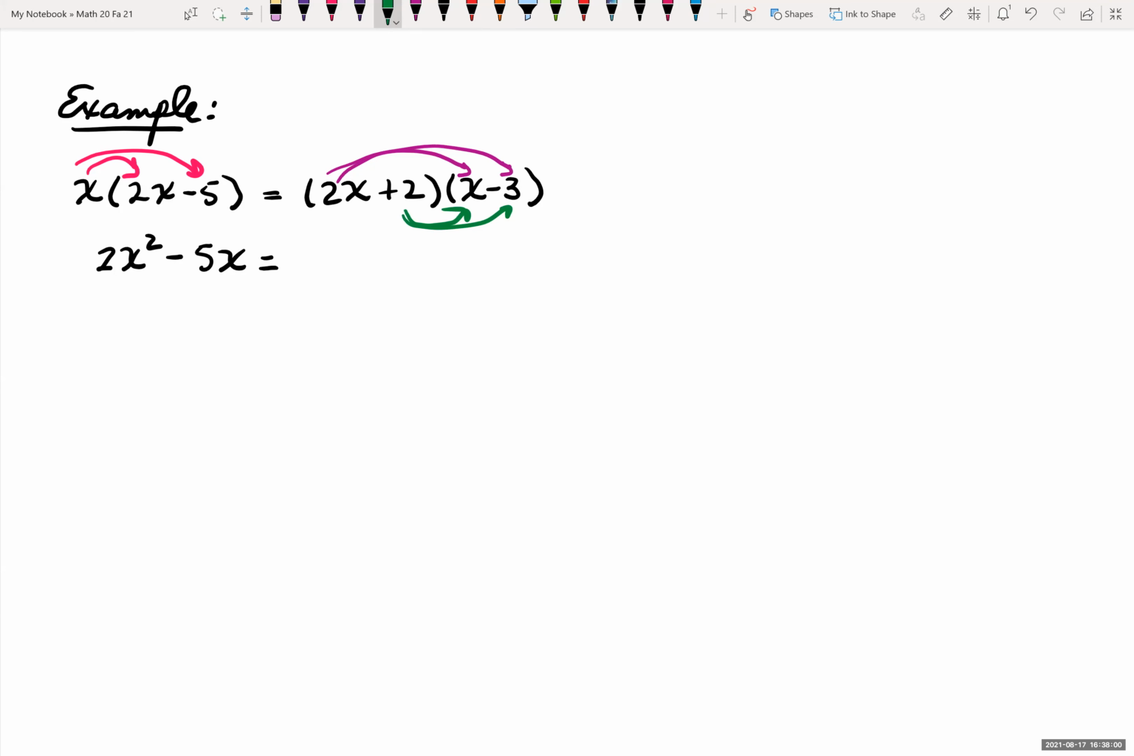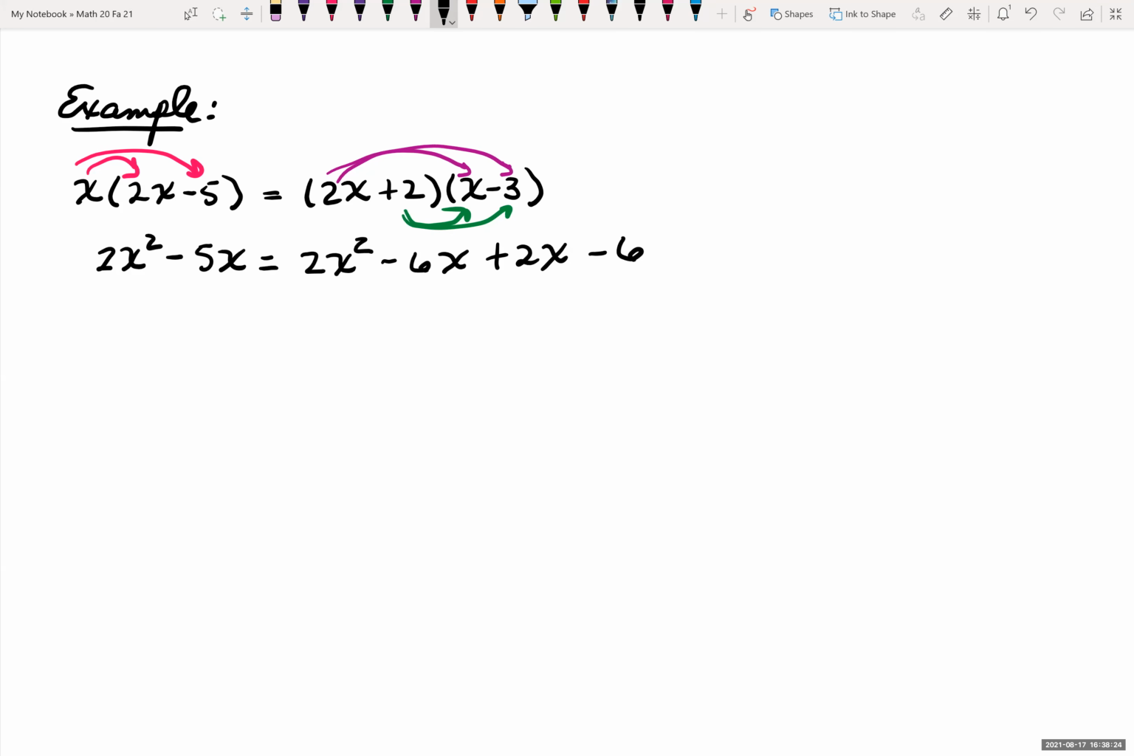You've probably heard the term FOIL before, but that only works for 2 terms times 2 terms. So I don't tend to use that terminology. Anyway, so 2x times x gives me 2x squared. 2x times negative 3 is minus 6x. And 2 times x gives us plus 2x. And 2 times negative 3 is minus 6.